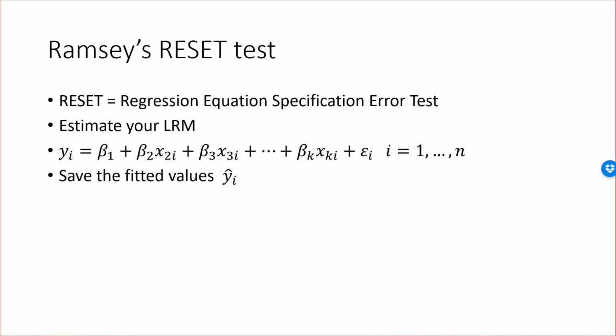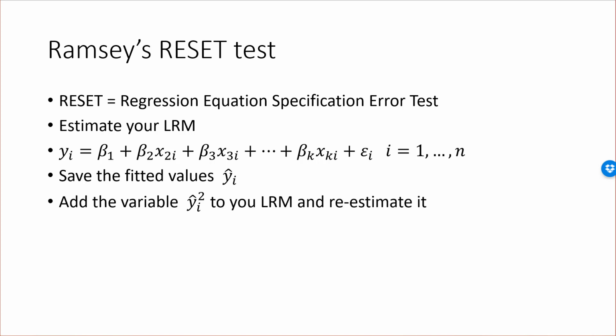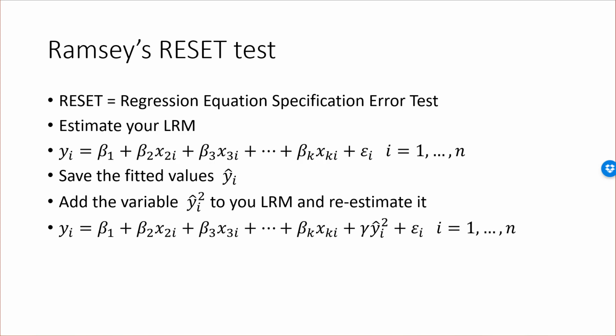Now take all these fitted values and square them one by one. Then you run a new regression. And your new regression is supposed to be exactly the same as the one you started with, but you add one more explanatory variable, and that variable is the square of the fitted values. So you're supposed to add this to your LRM and re-estimate it like this. So let's call the parameter in front of the squared fitted values gamma. And here's the result, which we won't really cover in that depth in this lecture.